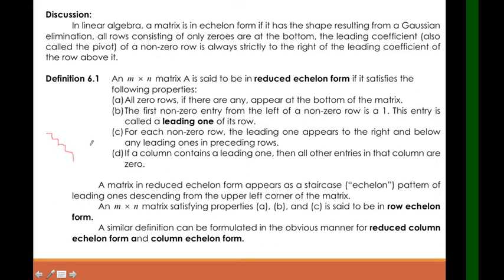Okay? So, an m by n matrix satisfying properties A, B, and C is said to be in row echelon form. A similar definition can be formulated in the obvious manner for reduced column echelon form and column echelon form. So, reduced column echelon form and column echelon form will be discussed thoroughly in our next video. Okay, so in here, we will focus more on the reduced row echelon form.